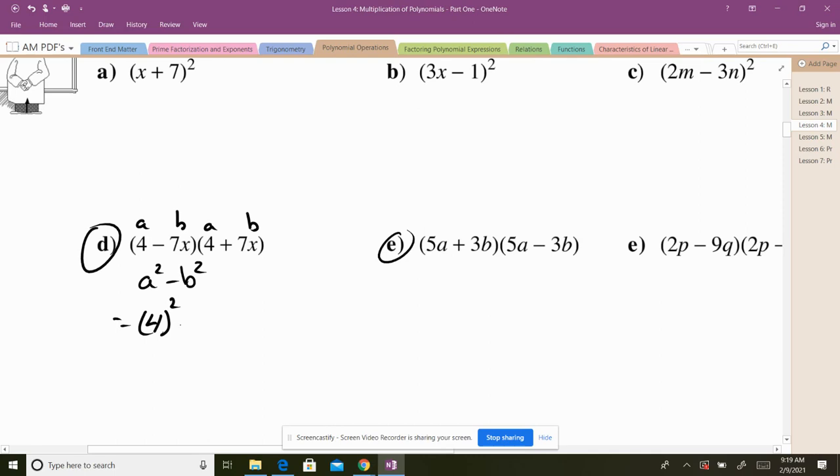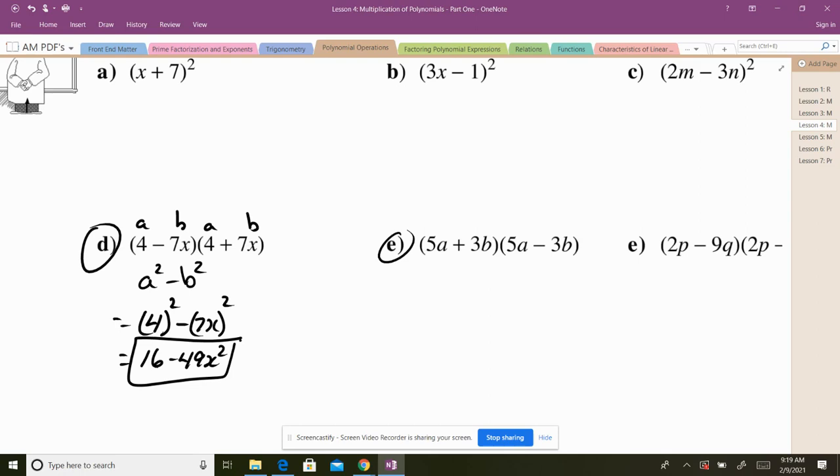I'll actually write it out. It's going to be 4 squared minus 7x all squared, which gives me 16 minus 49x squared. You don't have to do the FOILing. If you FOILed it out, you get the same answer, but the middle term's all going to cancel.